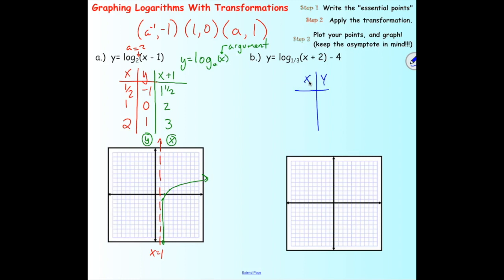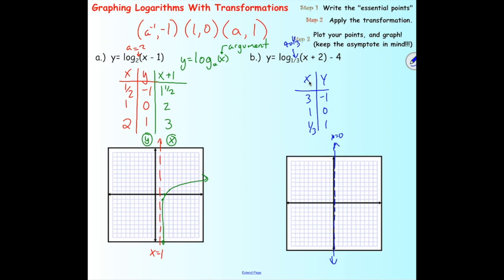All right, so you're going to start with your t-chart. The base, in this case, is 1/3. So if you think about the parent function, the asymptote used to be at x equals 0. With the base of 1/3, you start with the 3 key points. The inverse of 1/3 is 3, and 1/3, 1. So that would be my parent function of this log.